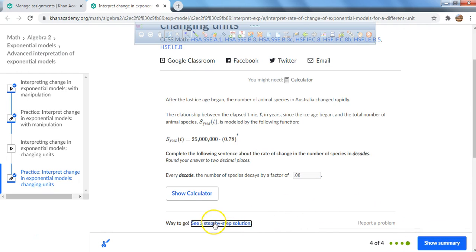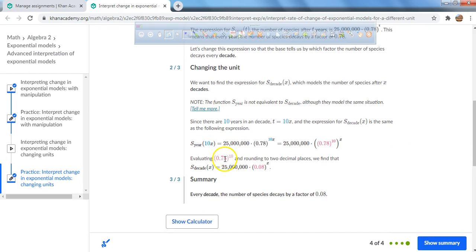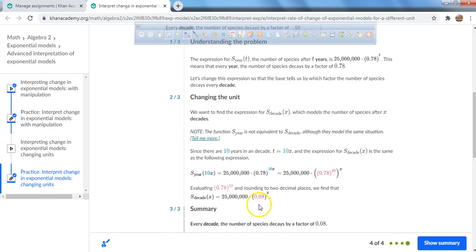So if you mess up, you can see a step-by-step solution. They do basically the same thing. They talk to you about years and how there are 10 years in a decade, so that's why they raised it to the power of 10, and that's how they get that 0.08, the approximate value. That's all you've got to do.